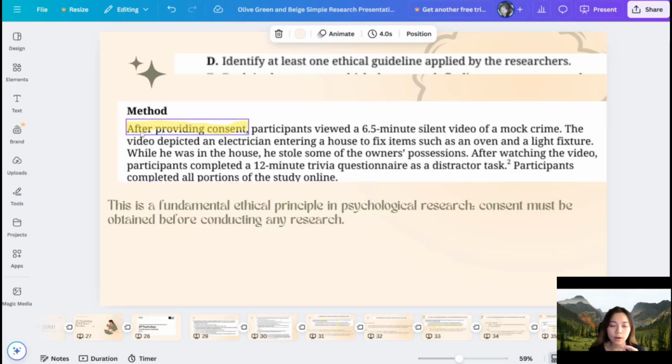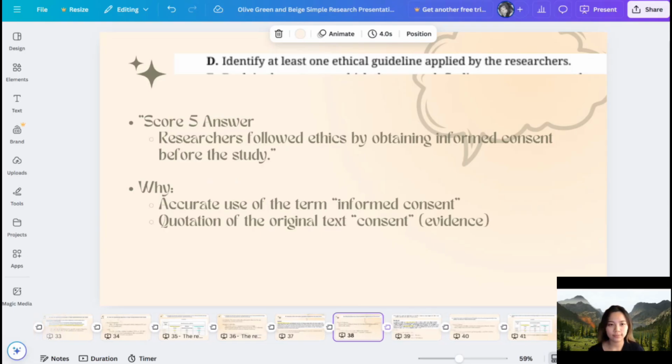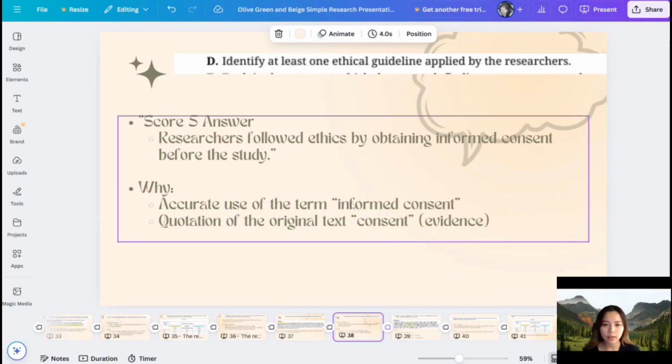Right? They already stated after providing consent, which means the people who are being studied signed a form saying that they agree to the study. Really easy. Okay, so the score 5 answer will be: researchers follow ethics by obtaining informed consent before the study. Easy, right? Accurate. So you need to accurately use the term informed consent and the quotation of the original text, consent. That is the evidence.